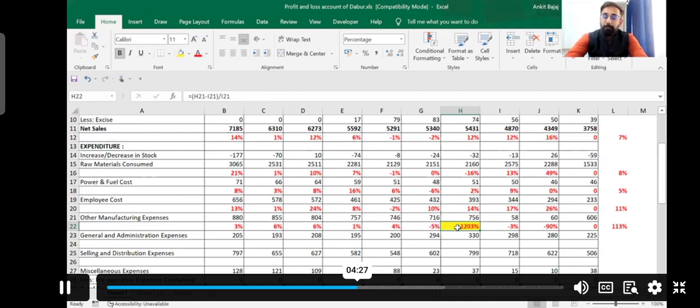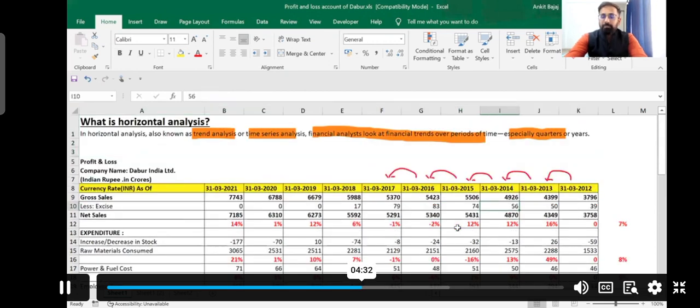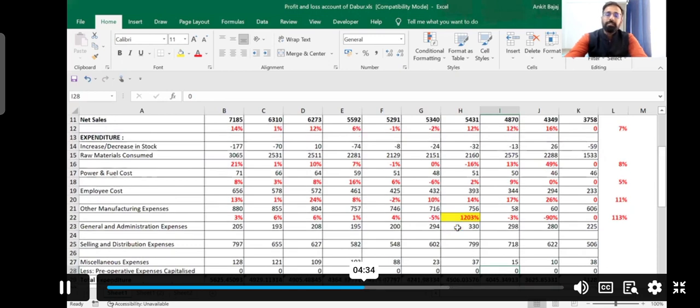Or there could be some other things, right? Let's suppose they have acquired some big machineries. Let's suppose till 2014 the company was not using big machineries. Now the company has acquired big machineries, due to which they are charging more depreciation, right? So this could be the reason there is an increase of 1200% in other manufacturing expenses. It will help you to find out the reason why there is a certain increase. So they have acquired big machineries and they are charging depreciation. That is the reason there is high expenses in year 2015 for manufacturing, right?